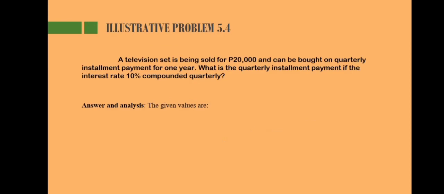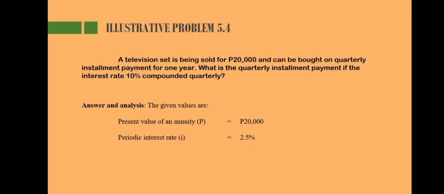For better understanding, let's have an example. A television set is being sold for 20,000 pesos and can be bought on quarterly installment payment for 1 year. What is the quarterly installment payment if the interest rate is 10% compounded quarterly? Answer and analysis. So the given values are: present value of an annuity due is equal to 20,000.